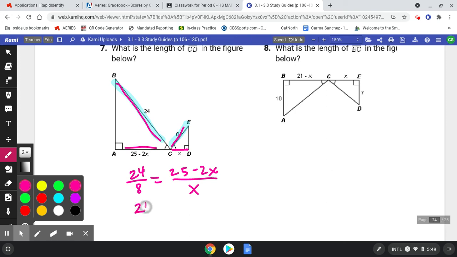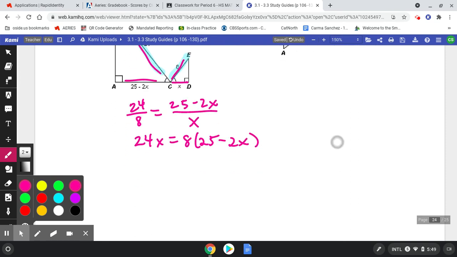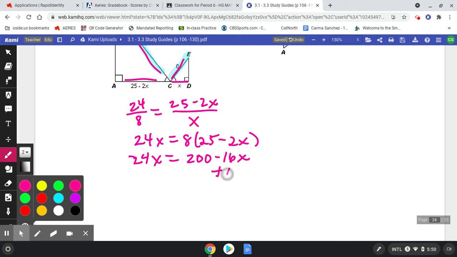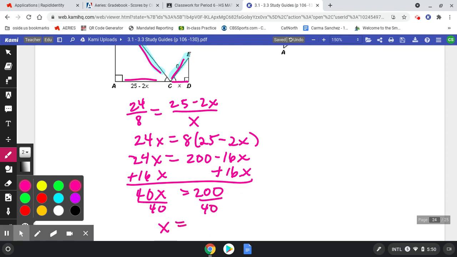Now I go cross multiply. I get 24x from the first diagonal and 8 times 25 minus 2x for the second diagonal. 8 times 25 is 200. We're going to add that 16x to both sides. I'm going to get 40x is equal to 200. And we get x is equal to 5, u for units. How'd you do?